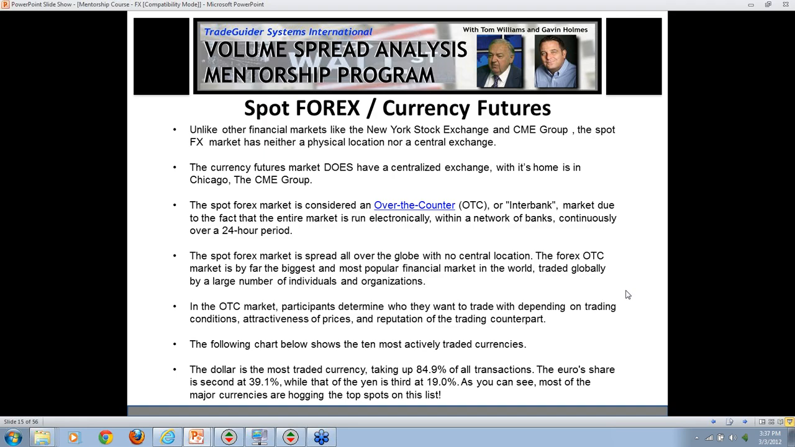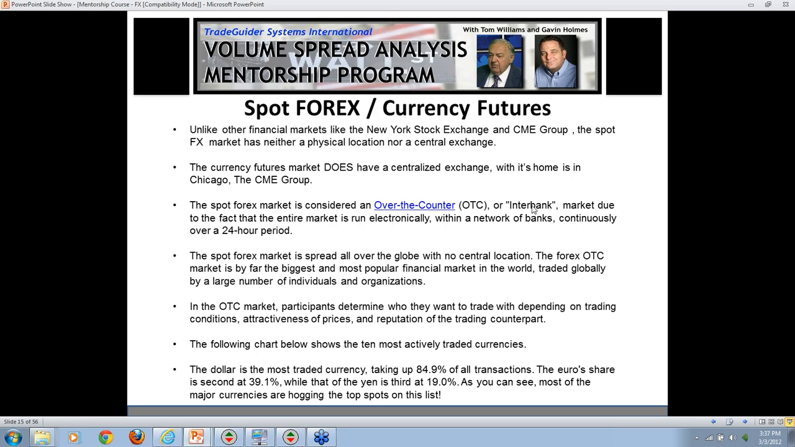The spot forex market is considered OTC, over-the-counter, or interbank. And it's due to the fact that the entire market is run electronically within a network of banks continuously over a 24-hour period. Now, I'm going to get Stevens to talk more about OTC and interbank.